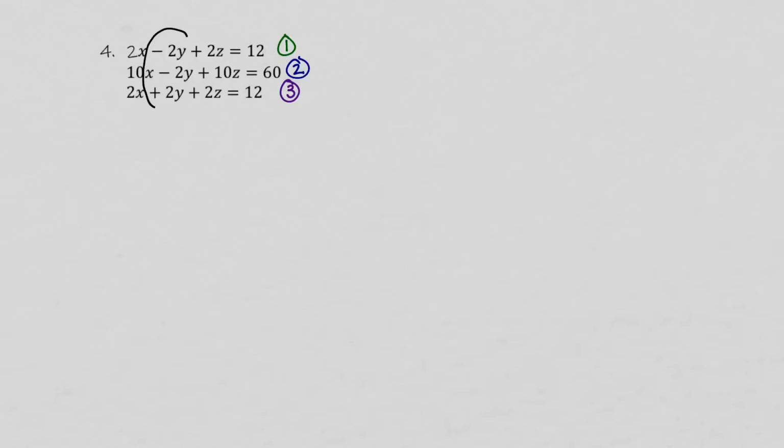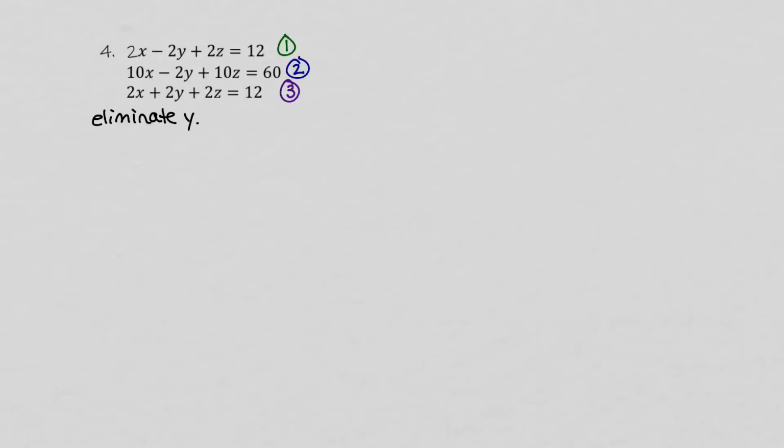Well, if I look at all of these equations, the y's are all 2y, either positive or negative. So I'm going to eliminate y just because that'll be the easiest thing to do. It does not matter which variable you choose to start with. You pick. I like to find the easiest route and take that route.